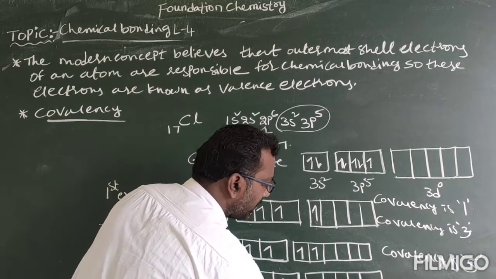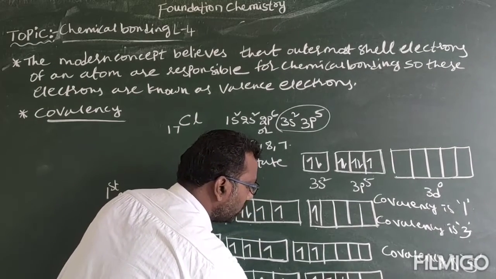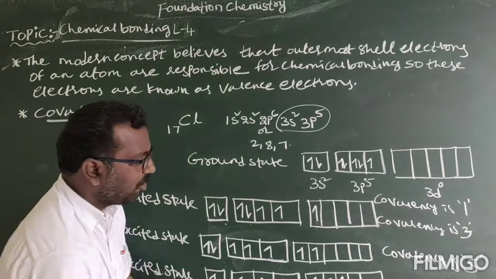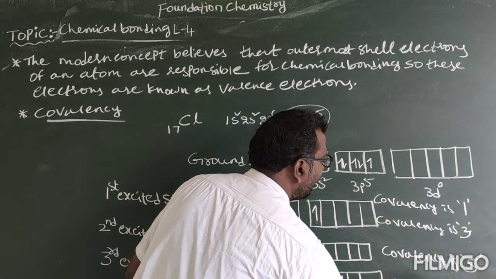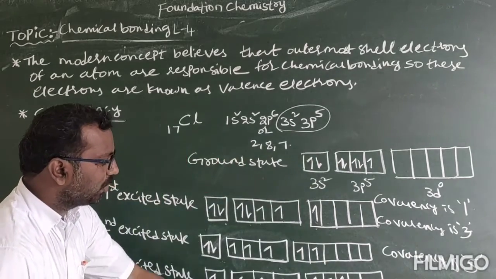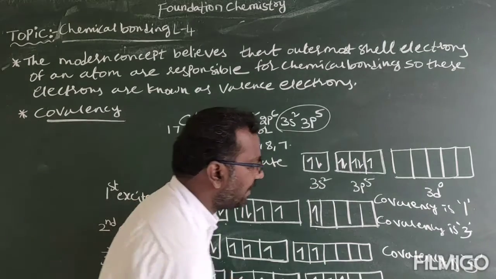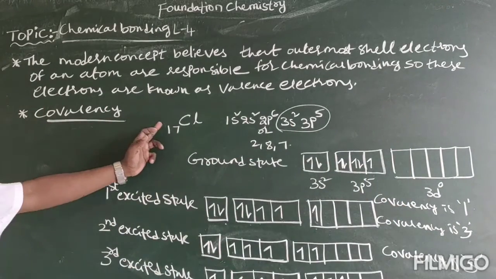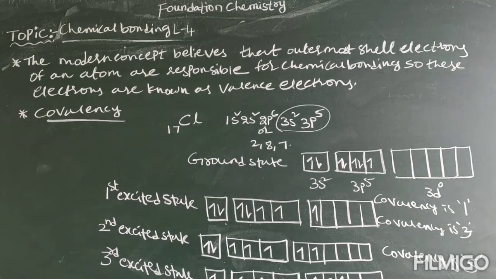One, two, three, four, five. 1, 2, 3. Now total, what is the covalency? Now you see 1, 2, 3, 4, 5, 6, 7. So chlorine is showing different types of valencies.